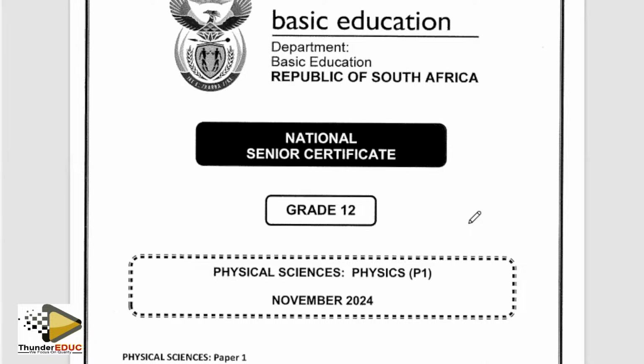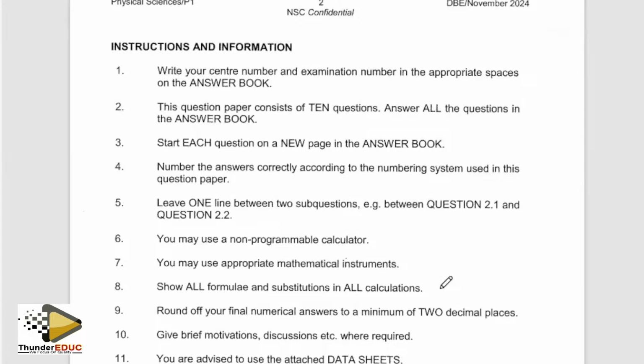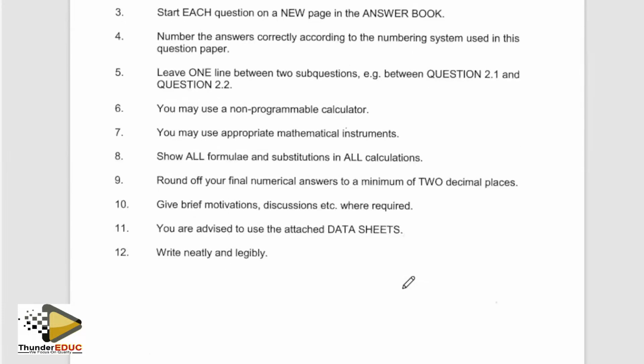Proposed suggested memorandum for the Physical Sciences Paper 1 for November 2024 for Grade 12. Okay, so we have 10 questions that we need to look at. We can use a calculator and instruments, show the formula, and all of that, okay? We're rounding off to 2 decimals.